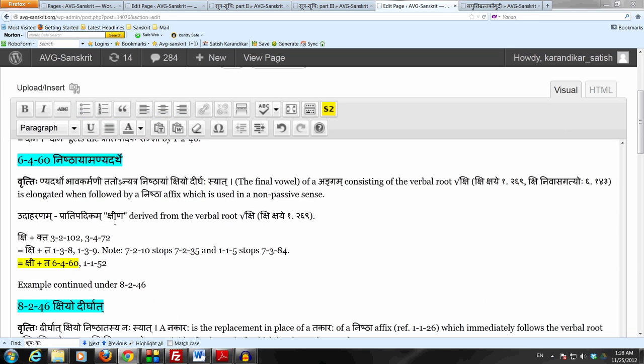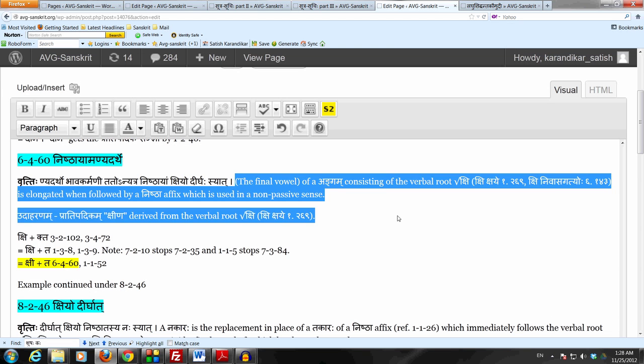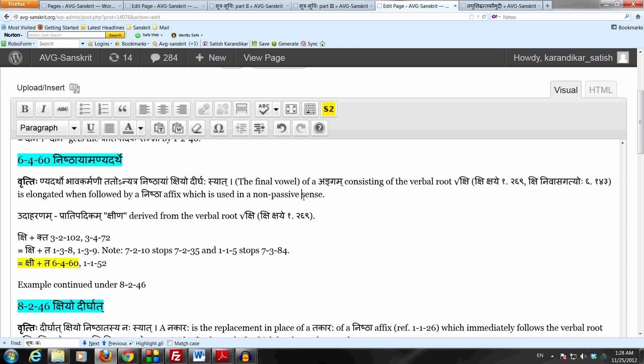So the final vowel of the angam, consisting of the verbal root kshi, which is kshi kshaye, bhvadiganaha, or kshi nivasagatyoho, the tudadiganaha, is elongated when followed by a nishtha affix which is used in a non-passive sense. Non-passive because it says anyadarthe, and nyat is used in the passive, bhavakarmanoho. So anyadarthe means not in bhave or karmani. So basically it means kartari. Now how can we use the nishtha affix kartari? That also we know by the sutram 3.4.72. This is an akarmaka dhatu.